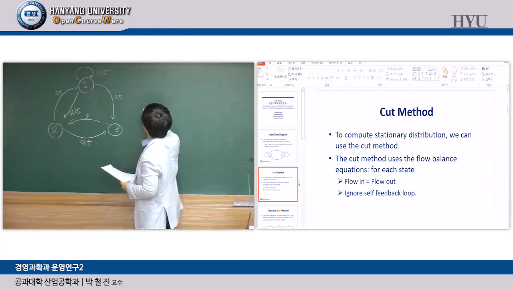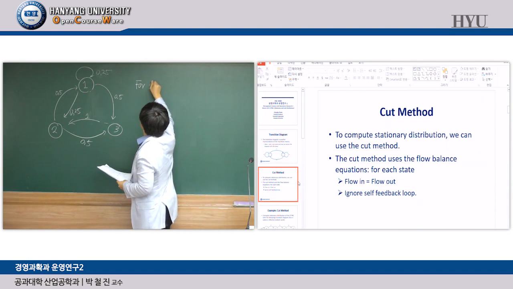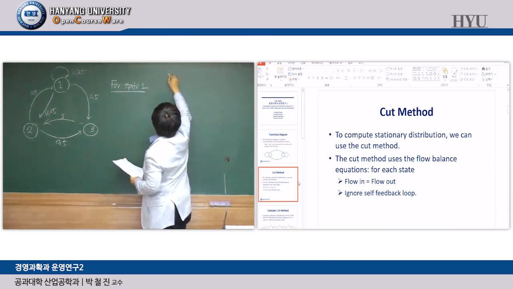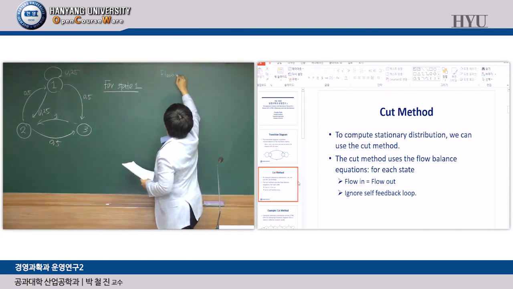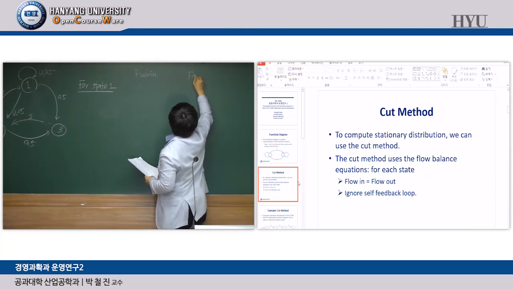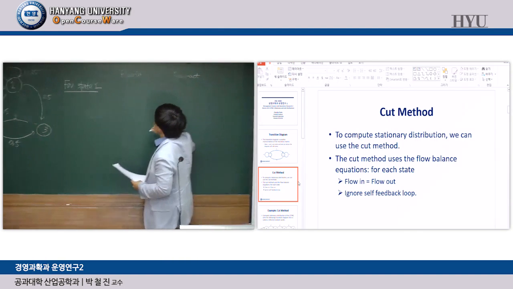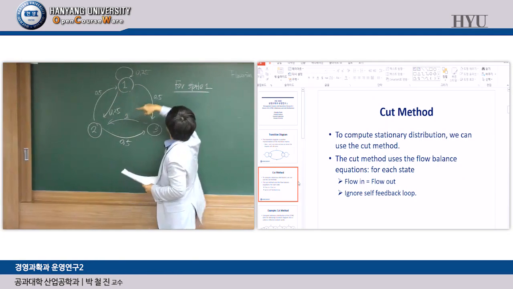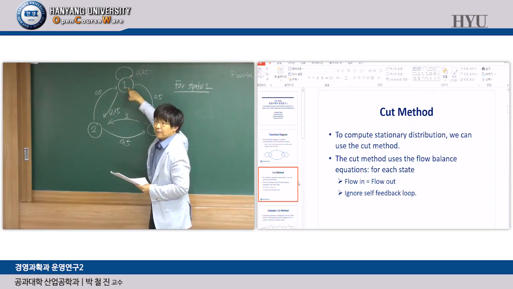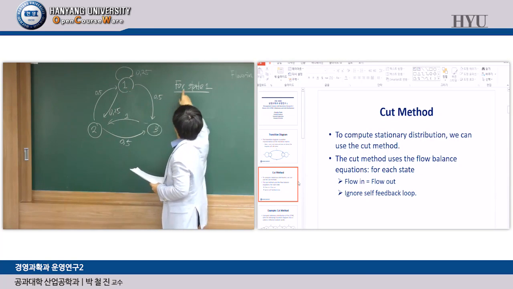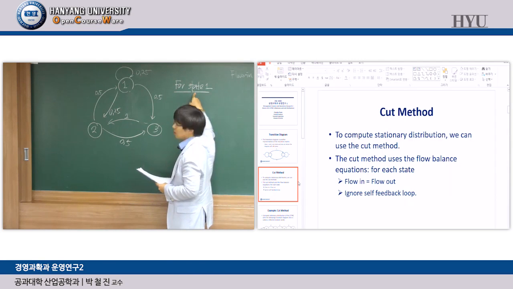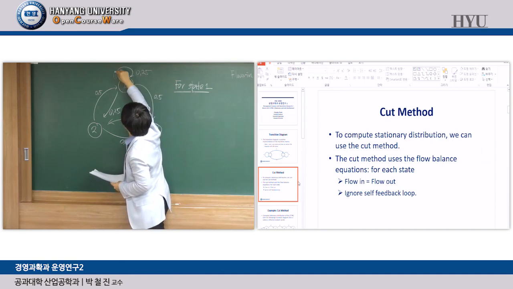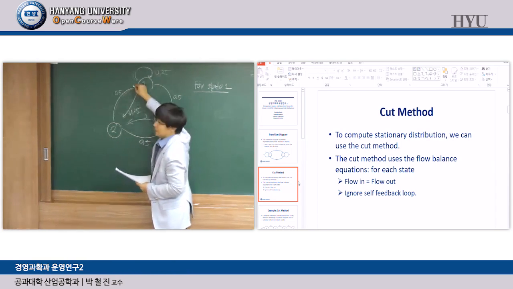So for state 1, we can consider all arcs into this state. Okay. So when we consider state 1, this flow in occurs with this arc and this arc, right?